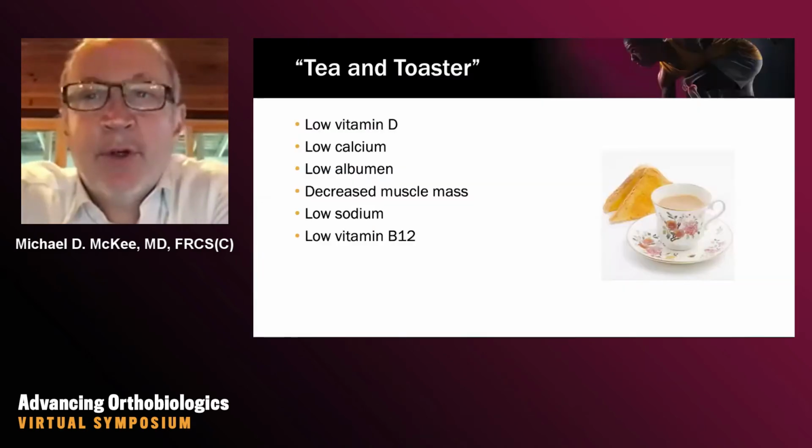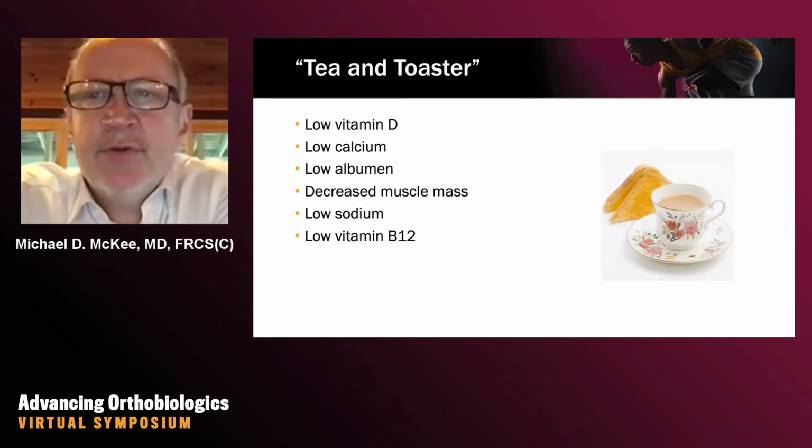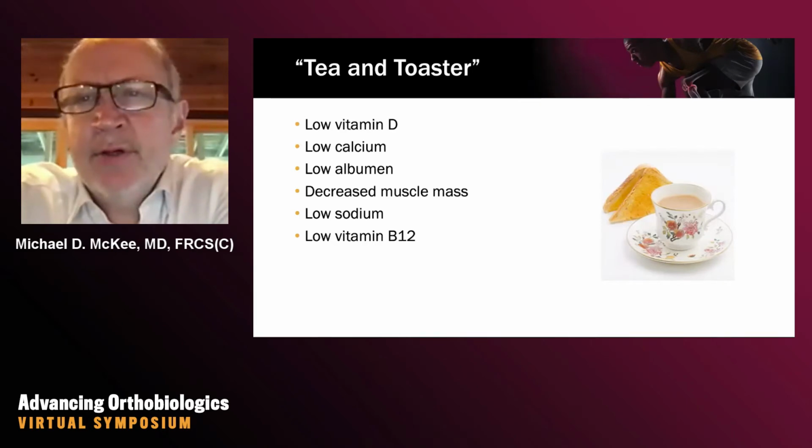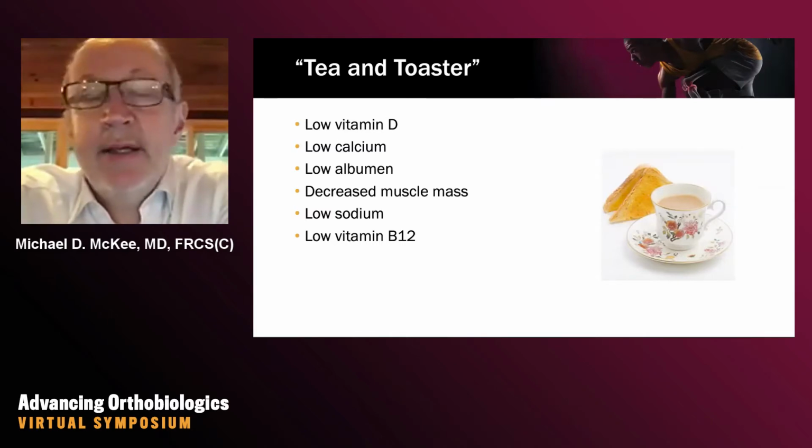And so we did a workup on her, and you can see that she has low vitamin D, low calcium, low albumin, decreased muscle mass, low sodium, low vitamin B12. I mean, she was really very, very malnourished. And so before we did anything, we wanted to try and correct as many of these issues as possible.